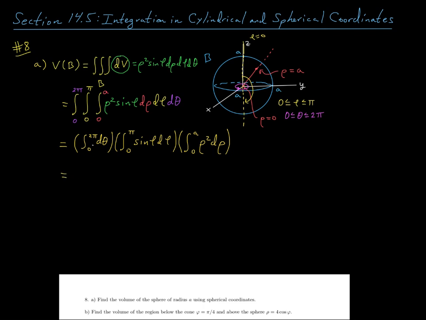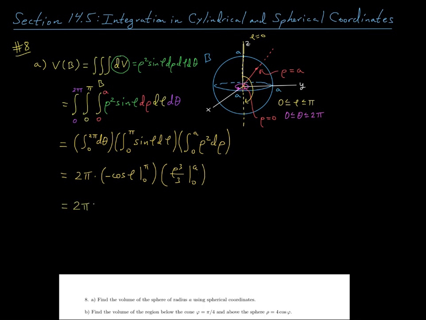Okay, cool. So now this theta integral is just going to be 2 pi. This integral is going to be minus cos phi as we let phi vary from 0 to pi. And then here we're going to get rho cubed over 3, and we're letting rho vary from 0 to a.